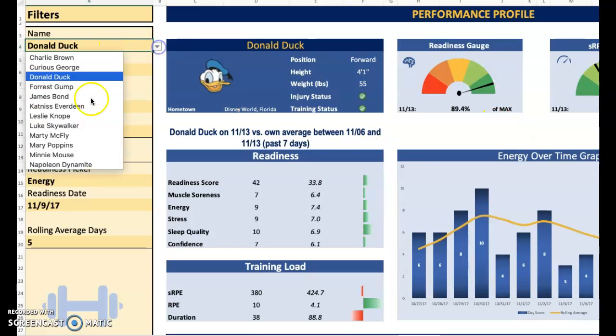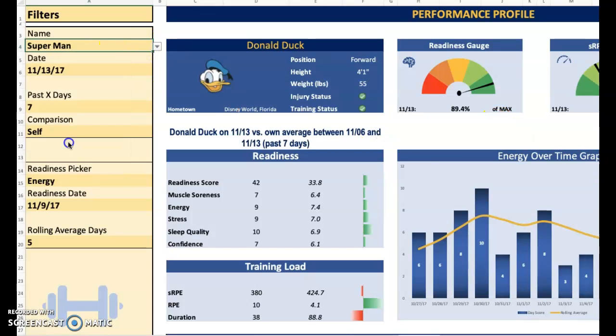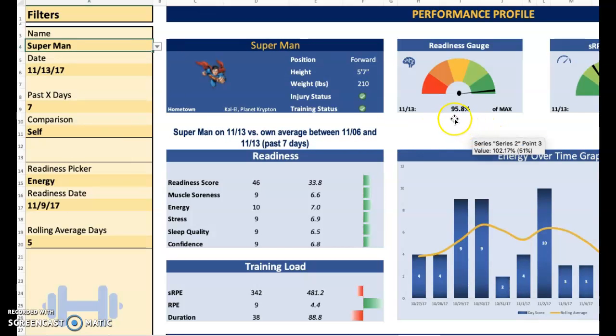So, if we change the athlete to Superman, we can see his readiness gauge is over 95% of his maximum, meaning that he is well prepared for performance that day. The red, yellow, and green colors on the gauge are representative of how likely they are to be ready to participate in the activity. Green meaning they are extremely ready to participate, and red meaning they are probably not ready at all.